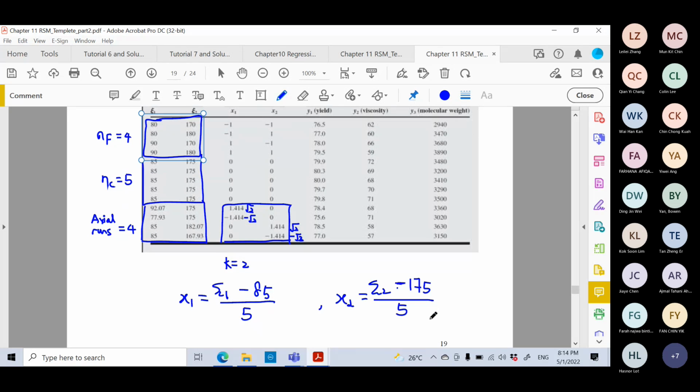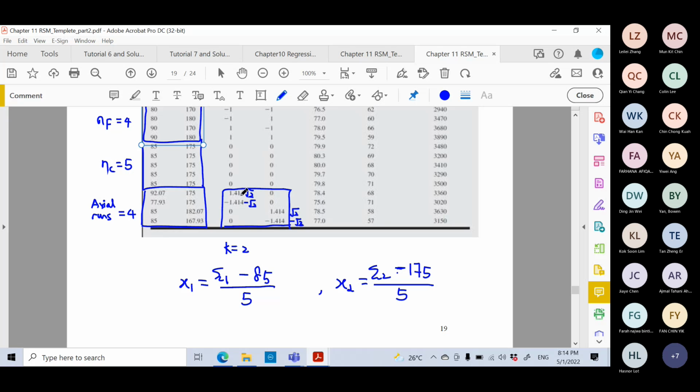Okay, so now you substitute 1.414 here. So you rewrite it out, and you get your xi1 is equal to 92.07. So if you put the negative, then you get 77.93. Okay, so this one is an additional point.